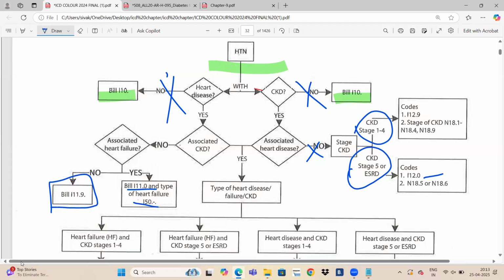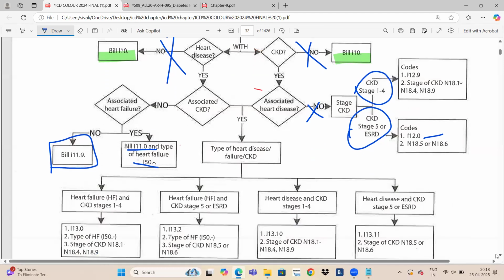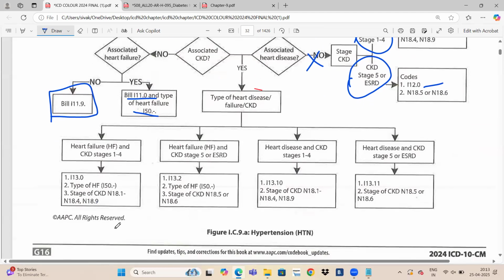Now, the patient has both heart failure and CKD along with hypertension. This is the table, the I13 series. If the patient has hypertension, heart failure, and CKD, I13.0 is based on CKD stages 1 to 4 and unspecified stage, with heart failure. Then if CKD stage 5 or ESRD, I13.2, heart failure and CKD stage.